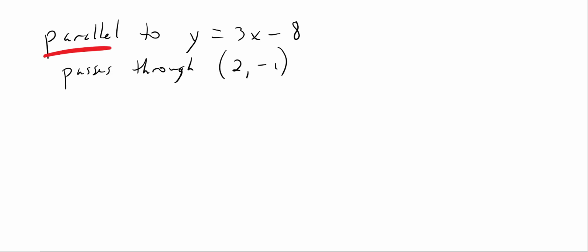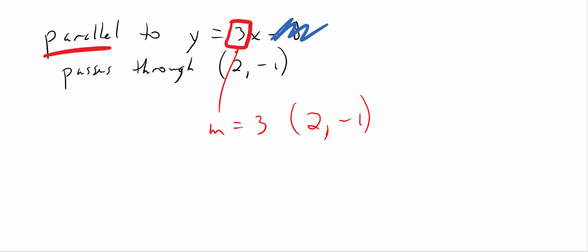First of all, if it's parallel to this, do you guys agree it's the same slope? So that's the only thing I'm picking off of this. This minus 8, I don't even use it. I'm literally pulling off the slope. So the slope is my m value. So m is 3, and I have a point of 2, negative 1. So now it's just like what I did before. You're given a slope and given a point. You got to find b.